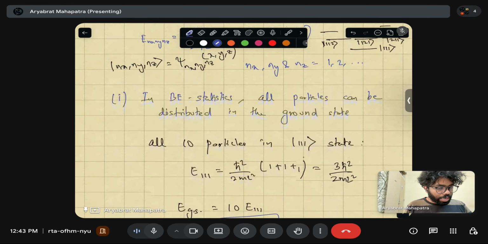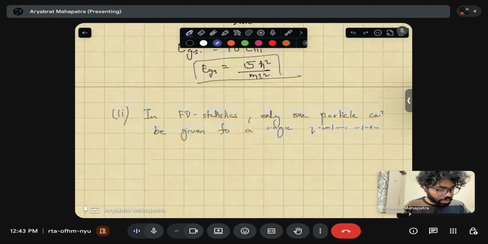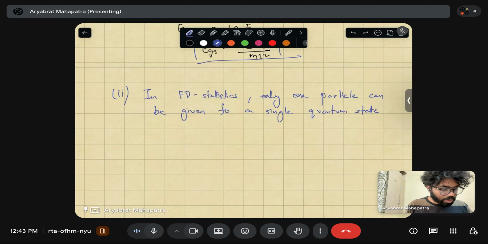You cannot find at least two particles that have the same nx, ny, and nz values corresponding to a state. So only a single particle can correspond to a single combination of a quantum state. Yeah, so only one particle can be given to a single quantum state.